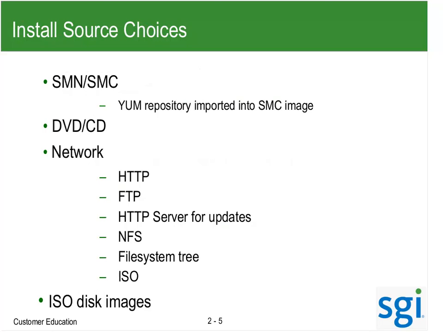So our install sources: we're going to install SLES from a file system tree that's NFS mounted, and then we're going to install ProPack and SDKs and stuff from ISOs. So the next class, the UVSA2 or the UVSMC-V class, installs using the ClusterWorks SGI Management Center product. And in that case, everything is on the SMN.